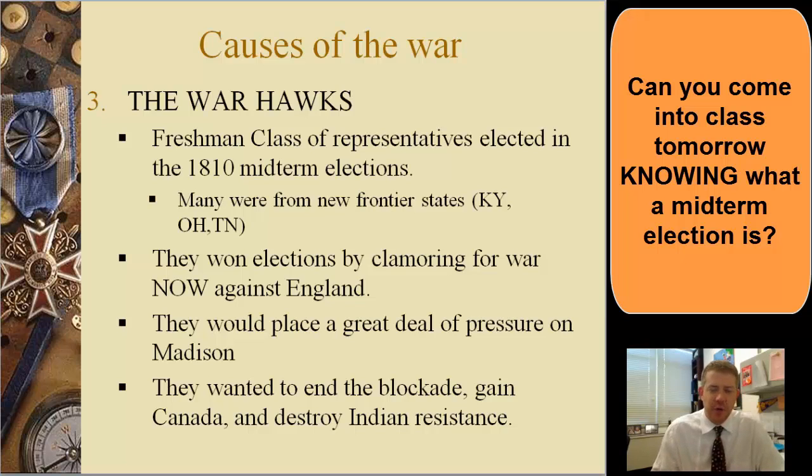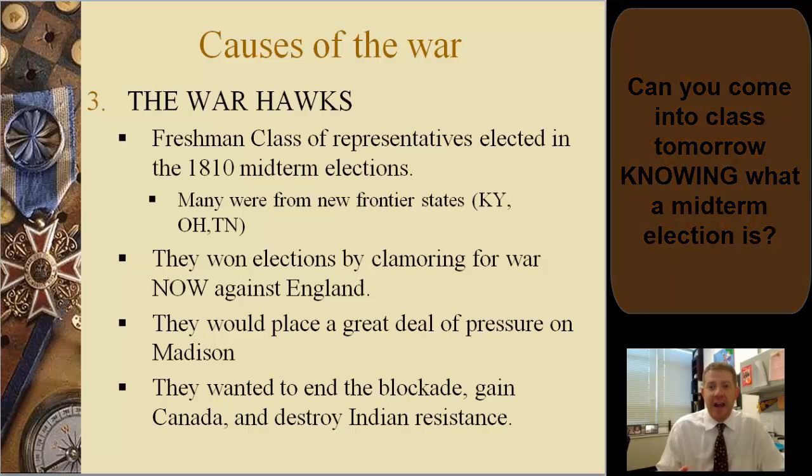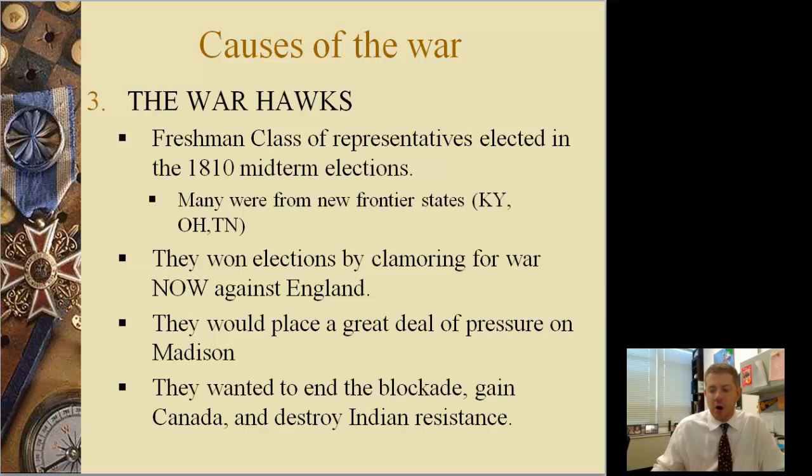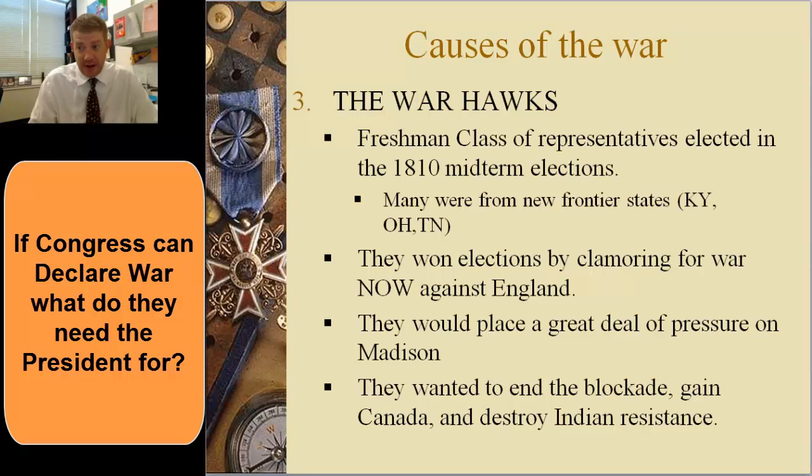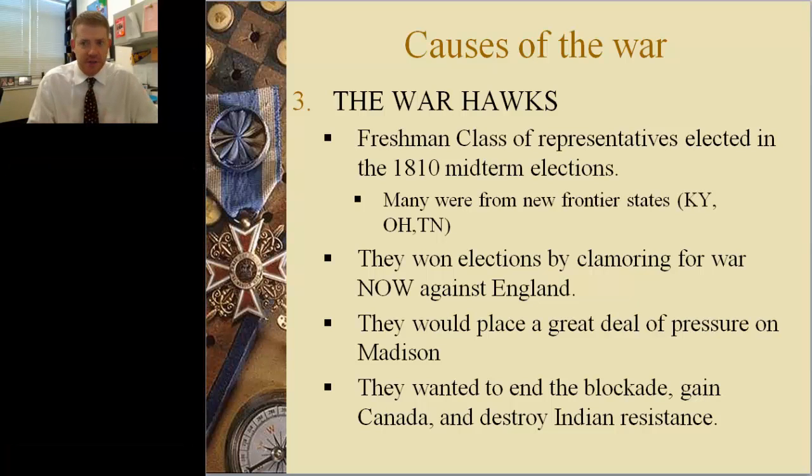This new freshman class of representatives is going to come in with an eye on legitimacy, meaning that they are campaigning and winning their seats saying that they wanted to go to Congress to get the United States to defend itself against impressment. And when they get there, that's exactly what they do. They put a lot of pressure on President Madison to not follow through on an embargo, but actually defend the United States, end the blockade that England had put on us, and we can talk about that term of blockade, to proactively go and gain Canada, so expand our territory, and destroy Indian resistance.